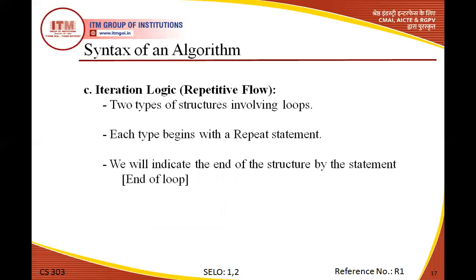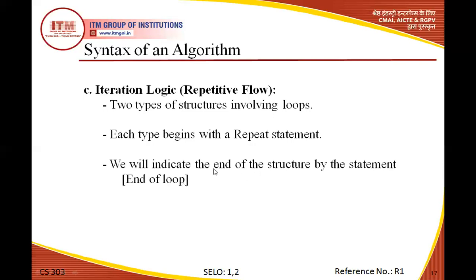Iteration logic means looping statements, a repetitive flow. There are two types of structure involving looping, and each type begins with a repeat statement. Whenever we use a looping statement, we start with the repeat keyword. You have to use the repeat keyword in all looping statements, whether a while loop, for loop, or whatever loop you are using. At the end of the loop statement, we add a comment line called end of loop. You have to use this at the end of each looping statement.